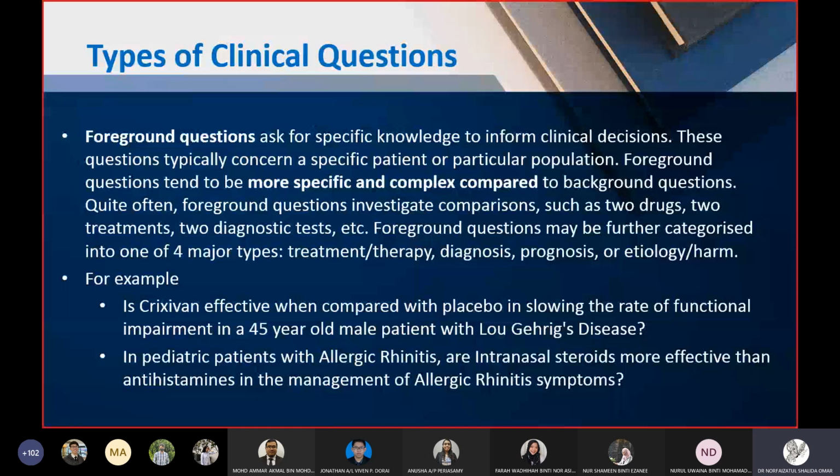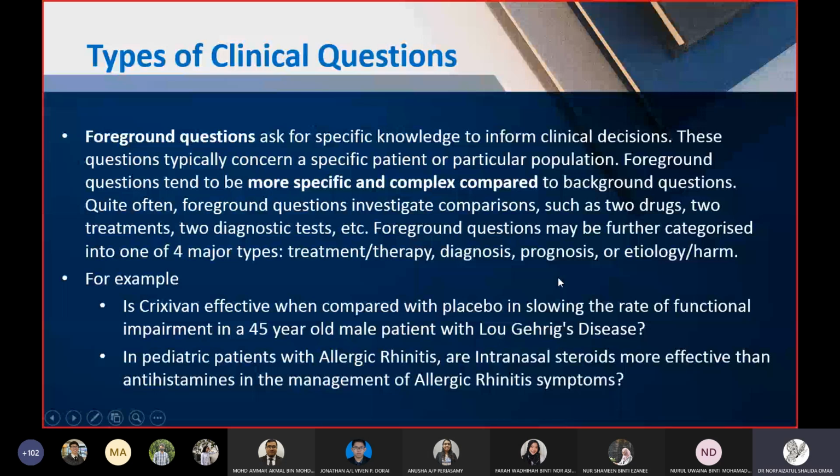Okay, so for example, is this type of medication increasingly effective when compared with placebo in slowing the rate of functional impairment in a 45-year-old male with Lou Gehrig's disease? Another example is pediatric patients with allergic rhinitis, are intranasal steroids more effective than antihistamines in the management of allergic rhinitis symptoms? So usually it is comparing between two drugs or comparing between a control.